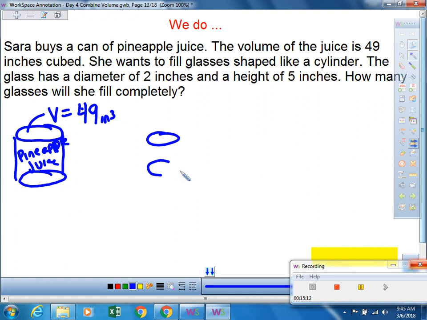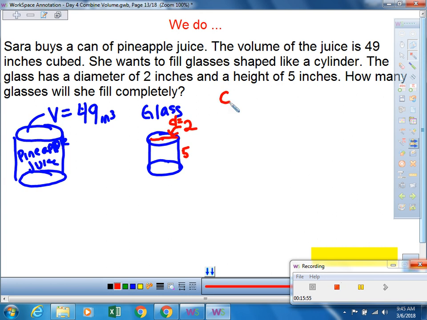Cylinders. So let's make a cylinder, and we're going to call this the glass. All right, so what do they tell me about this glass? They tell me that it has a diameter of 2, so I'm going to draw a diameter, and I'm going to put 2, so this is the diameter, and it has a height of 5, so I'm going to put a little 5 on the side. So I want to figure out what the volume is of this glass, because I want to see how many I can fill with my pineapple juice.